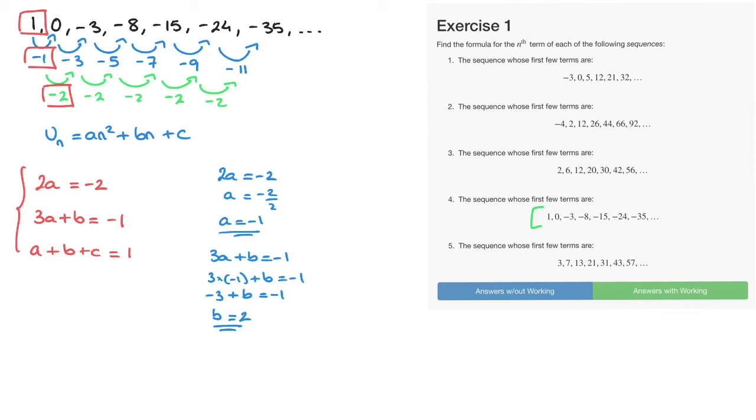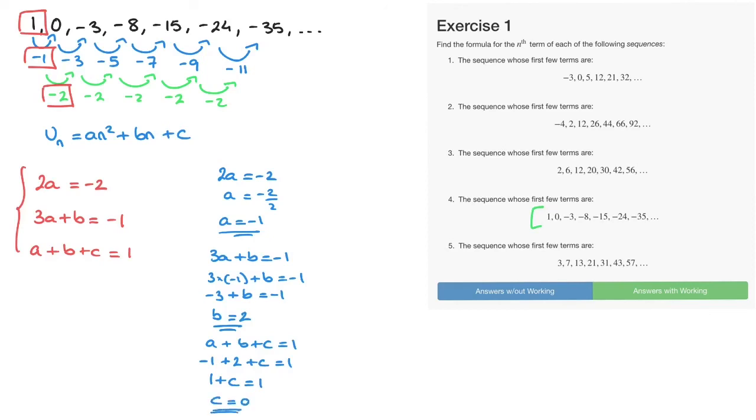Finally, we work through the third and final equation, which is a plus b plus c equals 1. And since a is -1 and b is 2, this becomes -1 plus 2 plus c equals 1. And that turns into -1 plus 2, which is 1, plus c equals 1. And we quickly see that c is equal to 0.